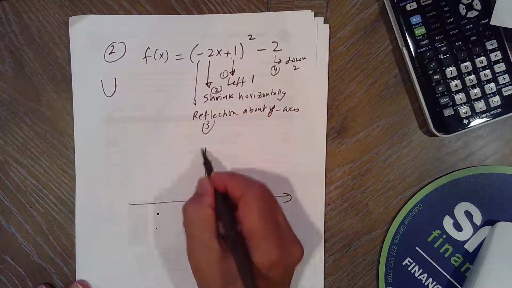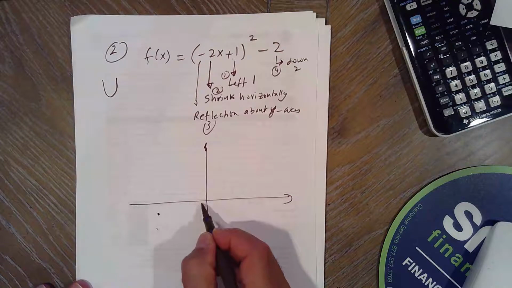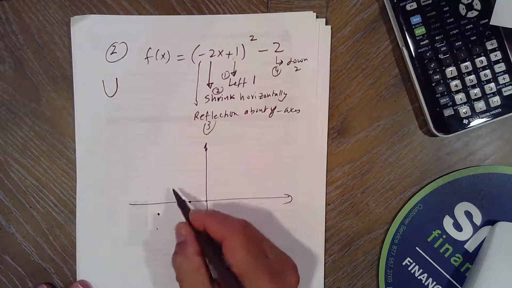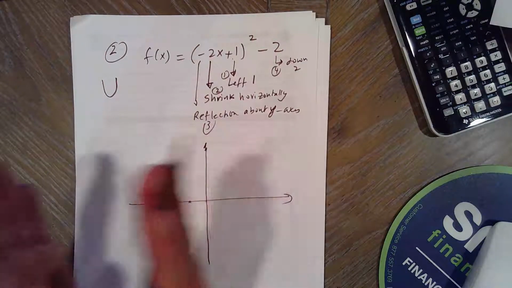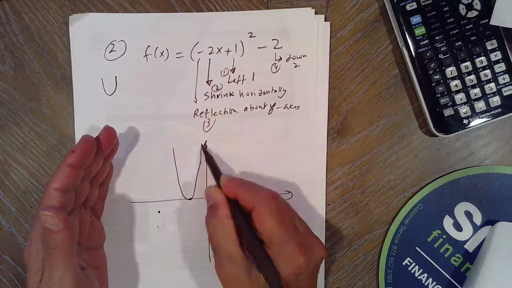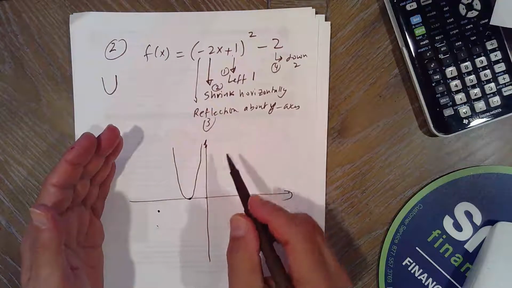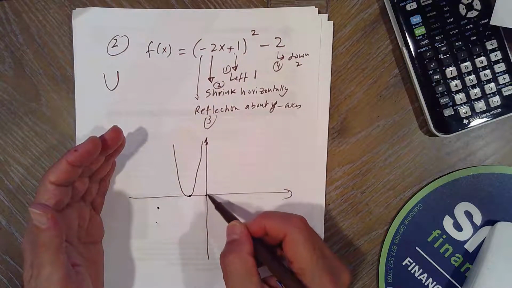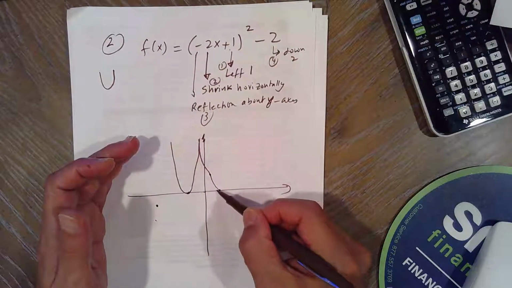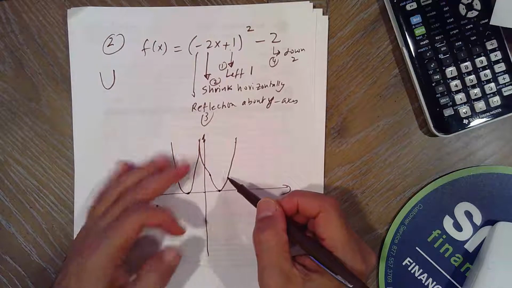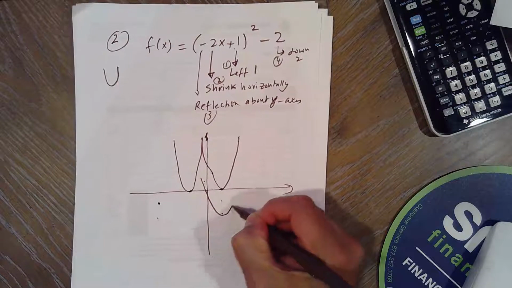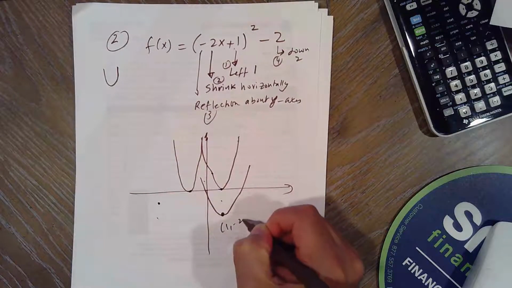So the first step is to go left 1, so instead of being U shape at 0, 0, it'll be U shape at negative 1, 0, left 1, and then shrink horizontally. So you shrink it horizontally so it becomes a little narrower like this. This would be step 2. And then you reflect about the y-axis. So this is going to be that. I'm not being accurate here, but it's okay. And then reflecting, and then down 2. So this would be your final outcome, 1, negative 2.